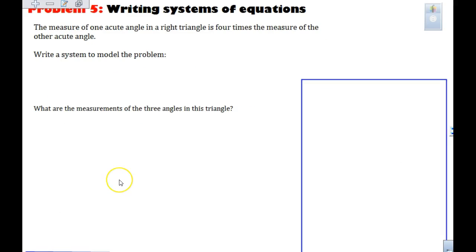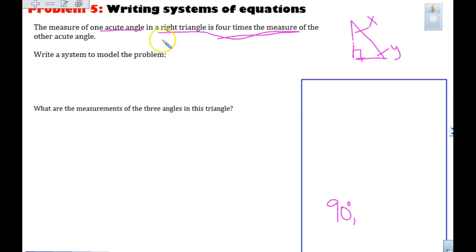Questions? One acute angle in a right triangle is 4 times the measure of the other acute angle. This is our model problem, and we're trying to find the measures of the 3 angles. So please draw a right triangle up towards the top. Thinking of our right triangles from earlier this year when we did our Pythagorean theorem, we know that if this is a right angle, we already know one of our angles is 90 degrees, right? This is the acute angle X. This is another acute angle Y.